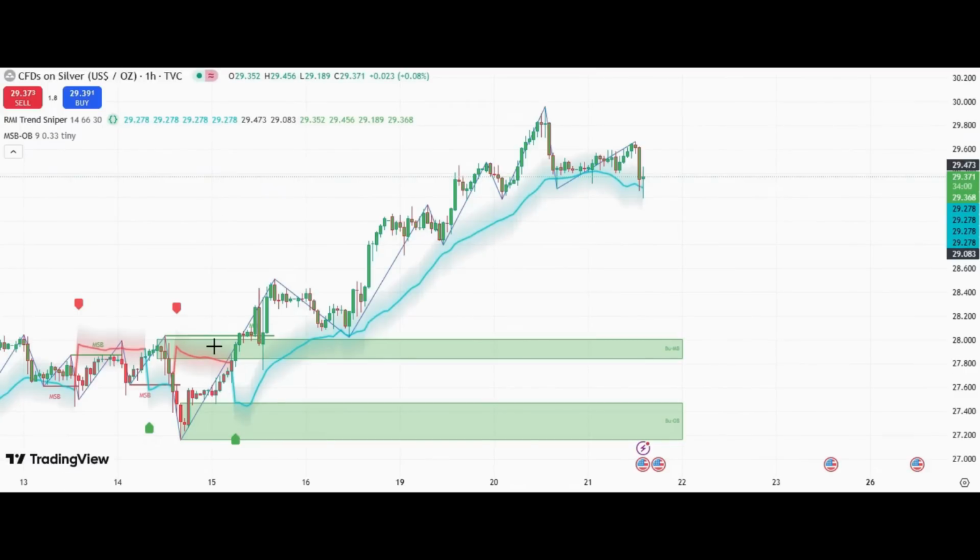This strategy works in all asset classes. This is silver. You see here you have another block at this point. The price tried to break, but here you have a conflicting signal because the RMI indicator is telling you that the price is going to go down. So you don't do anything.